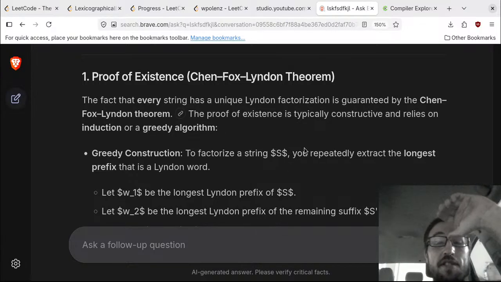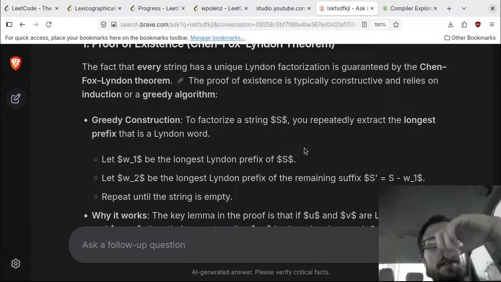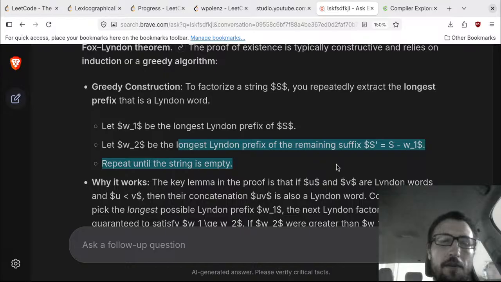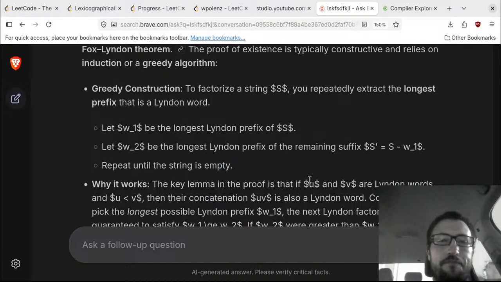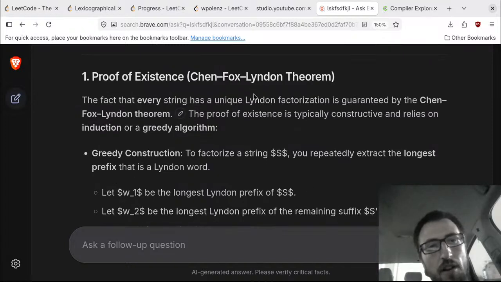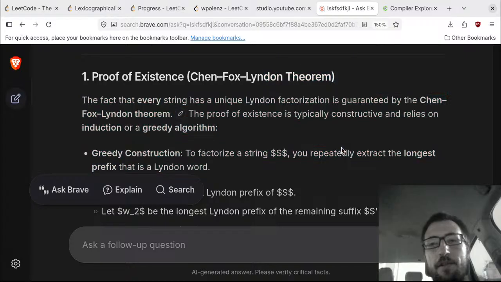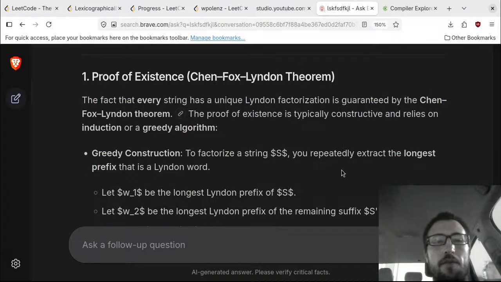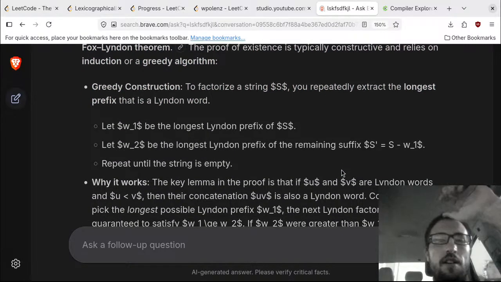The proof of existence is typically constructive and relies on induction or a greedy algorithm. Greedy construction: to factorize a string S, you repeatedly extract the longest prefix that is a Lyndon word. Let w sub 1 be the longest Lyndon prefix of S. Let w sub 2 be the longest prefix of the remaining suffix. Repeat until the string is empty. Pretty amazing. So repeatedly extract the longest prefix that is a Lyndon word. All right, w sub 1, then w sub 2, and so on.